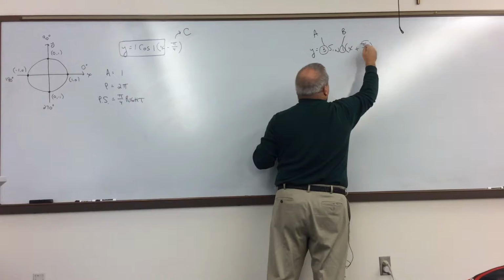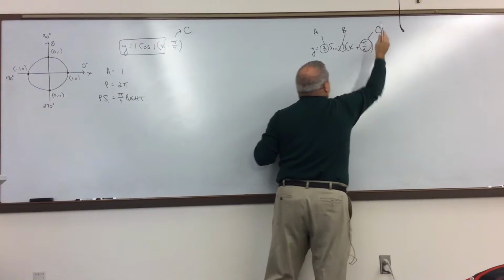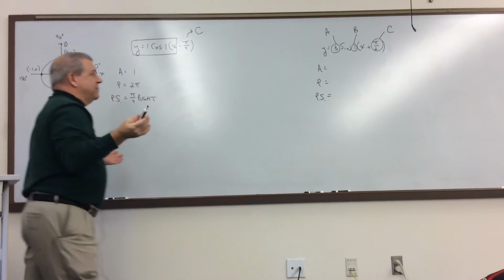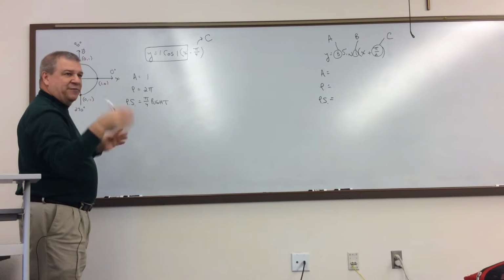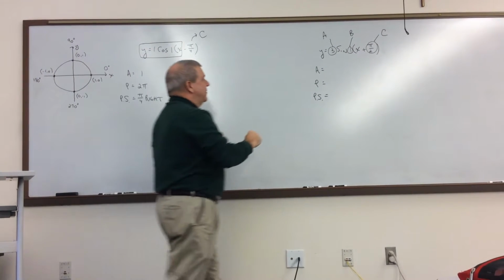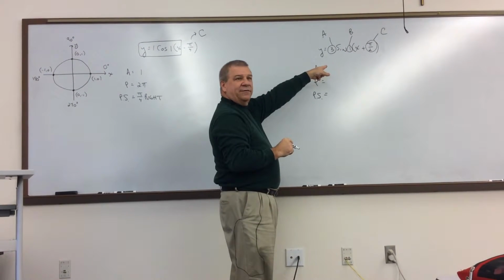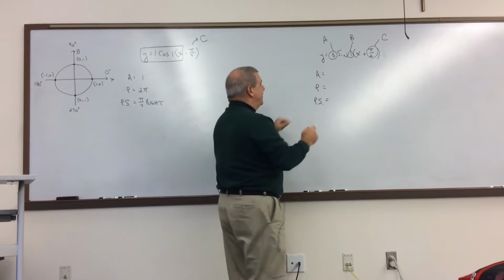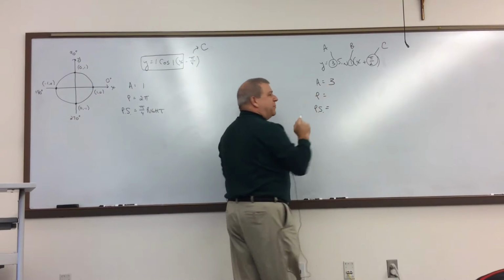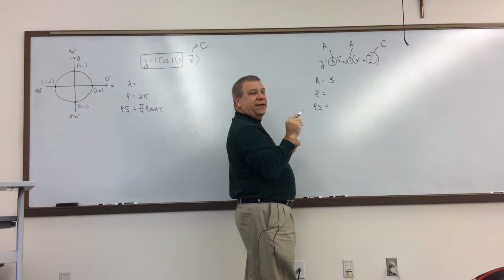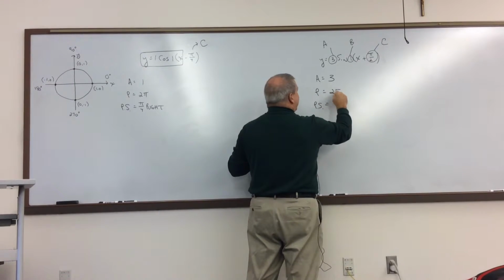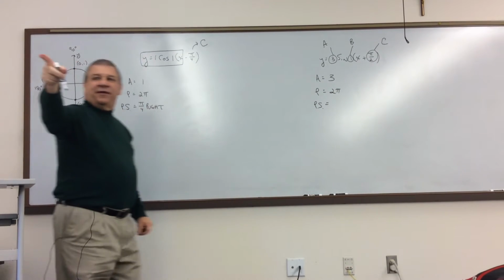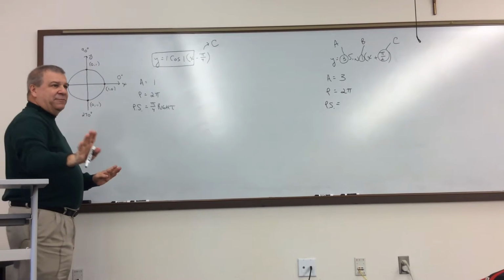There's the B factor. There's the C factor now. Okay, there is no D because we don't have any plus or minus a number. So what's the amplitude in this one? Obviously, Robbie? 3. What's the period in this one? Ethan? 2 pi.